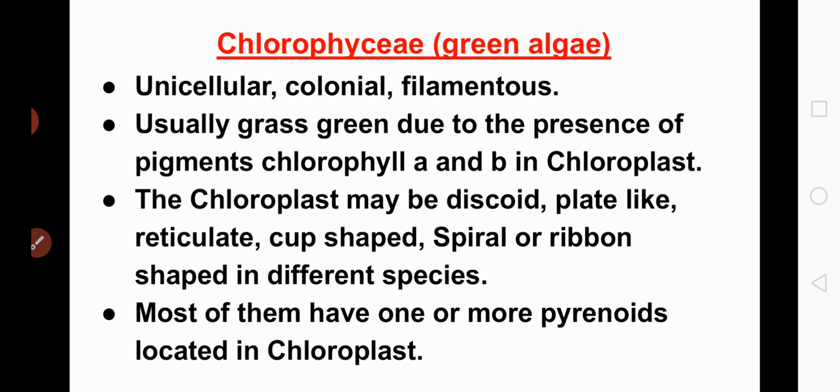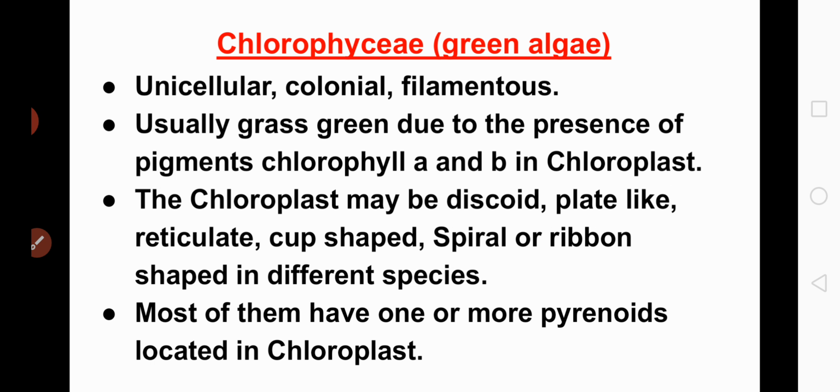Now, what do you mean by pyrenoids? Pyrenoid is a starch storage organ. It is located within the chloroplast, right? So in Chlorophyceae, the food is stored in the form of starch. The extra amount of food is stored as starch, and this starch is stored in the pyrenoid. So pyrenoid is referred to as a starch storage organ.